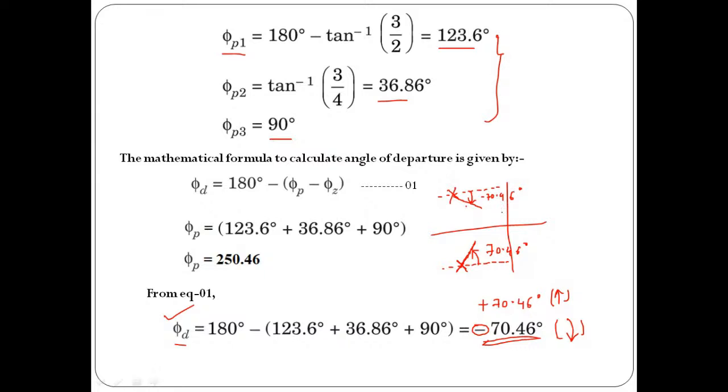So it depends upon what kind of complex conjugate pole we have taken as a reference, and based on that we need to calculate the value of phi d. It may be possible that phi d may be positive, may be negative. If phi d is positive, that means we need to indicate them in anti-clockwise. If phi d is negative, we need to indicate them in clockwise. This is very important.